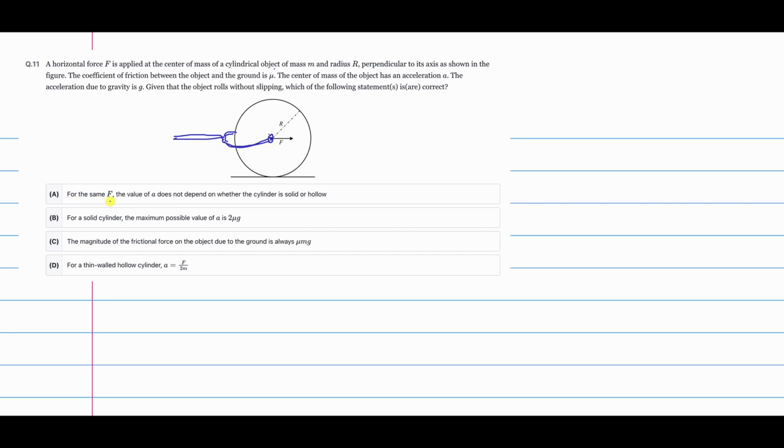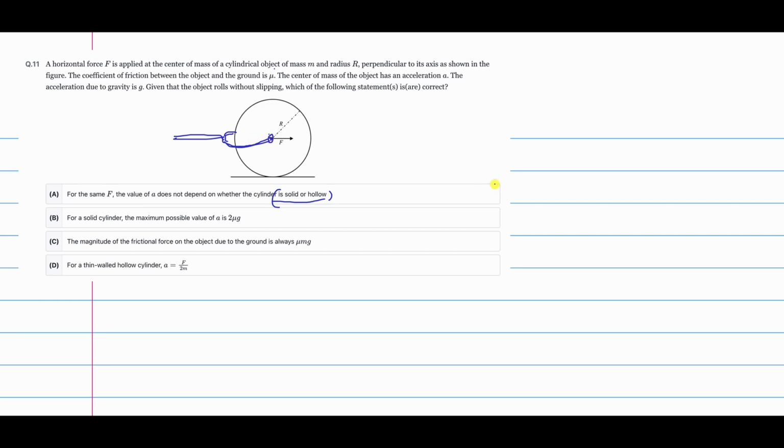So for the same force F, the value of a does not depend on whether the cylinder is solid or hollow. This we know, that the value of acceleration always depends on whether the cylinder is hollow or solid, because the acceleration value is dependent on moment of inertia. Let's see how it is.